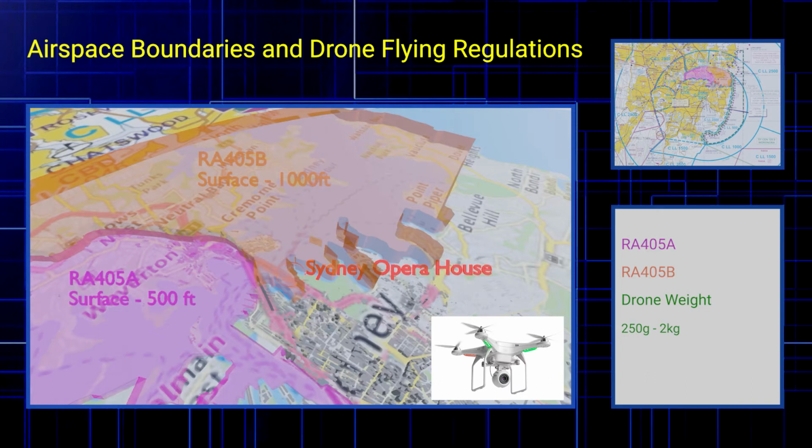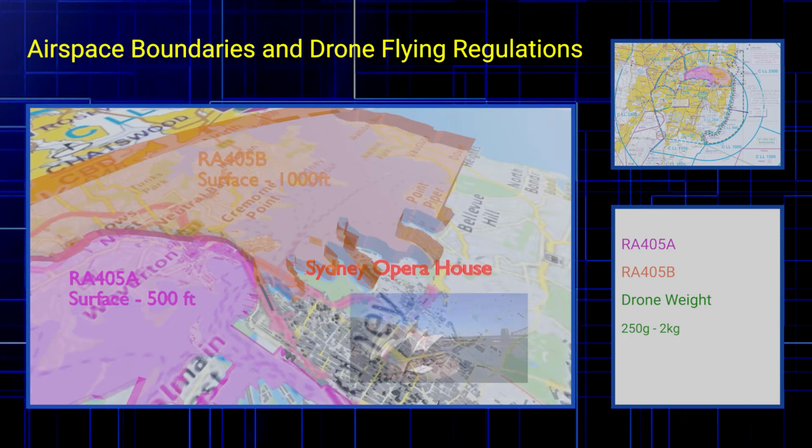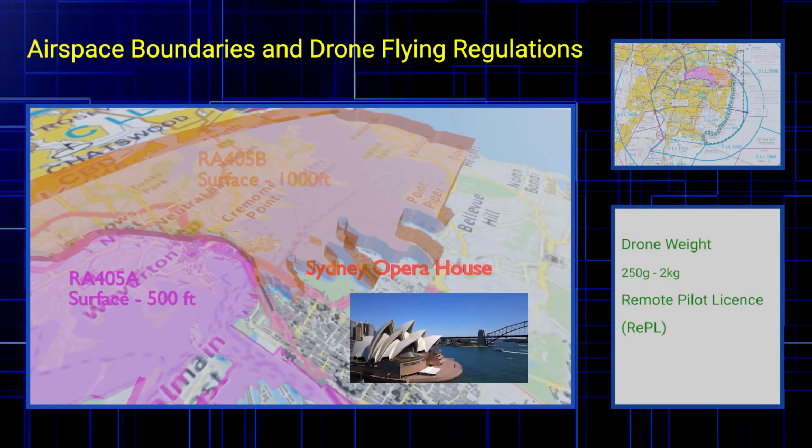Even within a restricted airspace, it is possible to fly a drone. However, CASA approval is required to fly that drone. In the case of Sydney Harbour and the surrounding areas, the approval requires the drone operator to have at least a remote pilot license, or RAPL. With a remote pilot license, permission can be sought from CASA to operate within Sydney Harbour's restricted area.